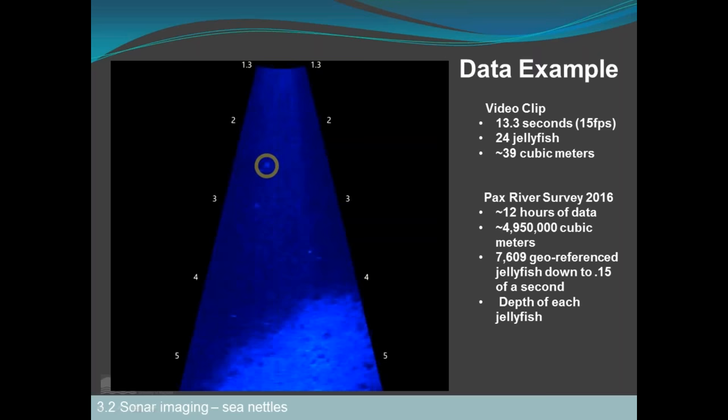So again, here just showing how we do the counts for sea nettles. Each yellow circle indicates one sea nettle passing through. And here, this is the bottom. So the boat is going in this way.